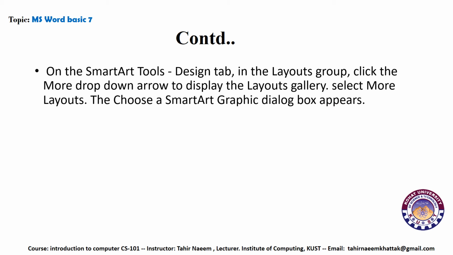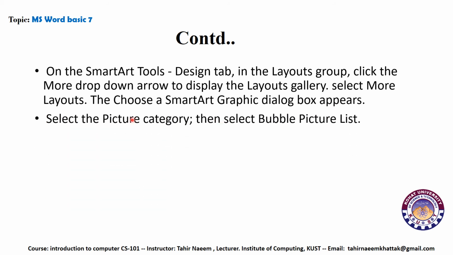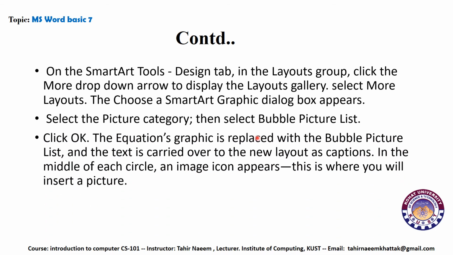A dialog box appears. From there we select the Picture category and select Bubble Picture List, then click OK. The equation graphic is replaced with the Bubble Picture List, and the text is carried over to the new layout as captions.